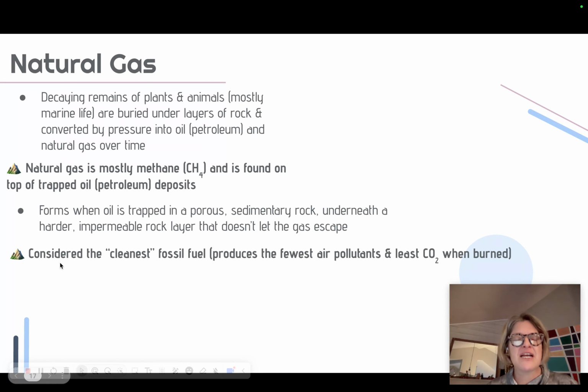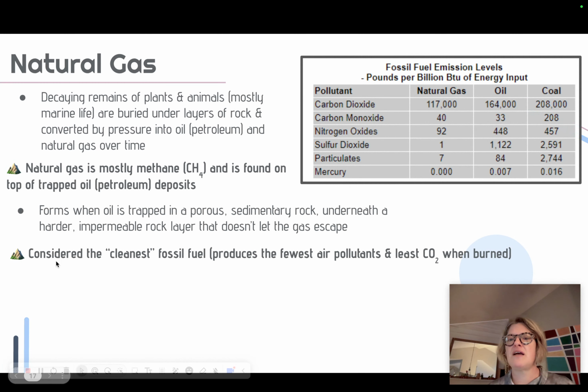Natural gas is considered the cleanest of the fossil fuels, but it does still produce air pollutants. It does still produce CO2 when it's burned. It is a fossil fuel, so it used to be alive. It stores a lot of carbon dioxide, and that will still go into the atmosphere. But it is much better by far compared to oil and coal.